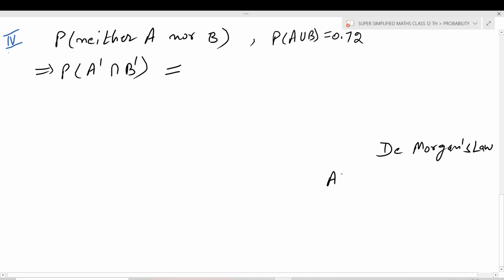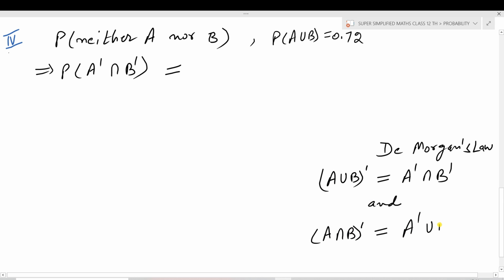De Morgan's law states that A union B whole complement should be equal to A complement intersection B complement, and there is one more statement to it, that A intersection B whole complement should be equal to A complement union B complement. This means that whenever you distribute the sign of complement over union, it becomes intersection, or over intersection it becomes union. This law is going to be used here.